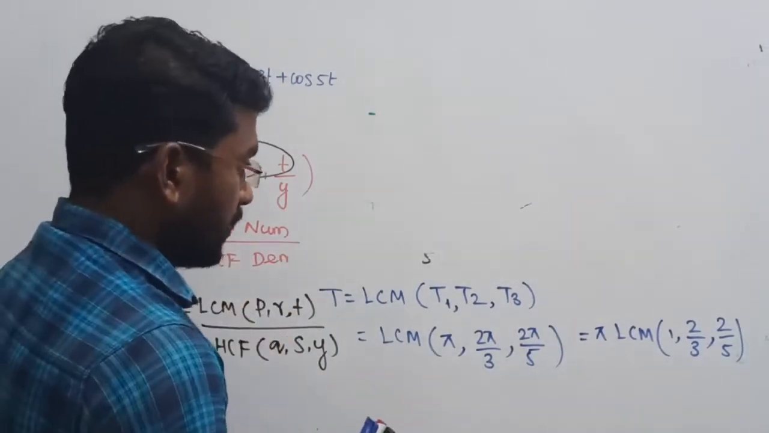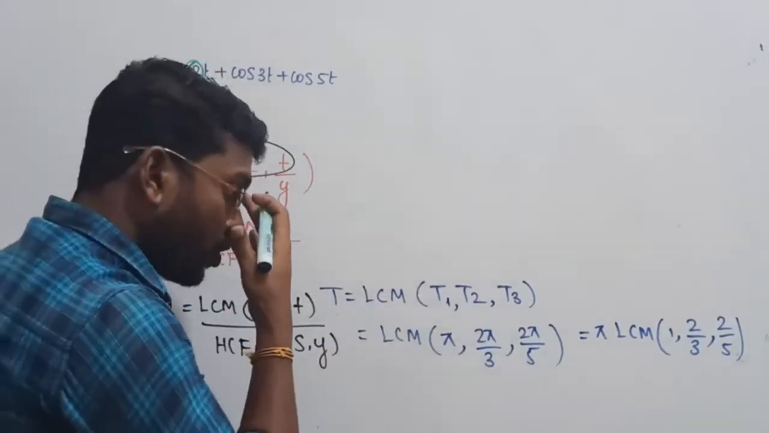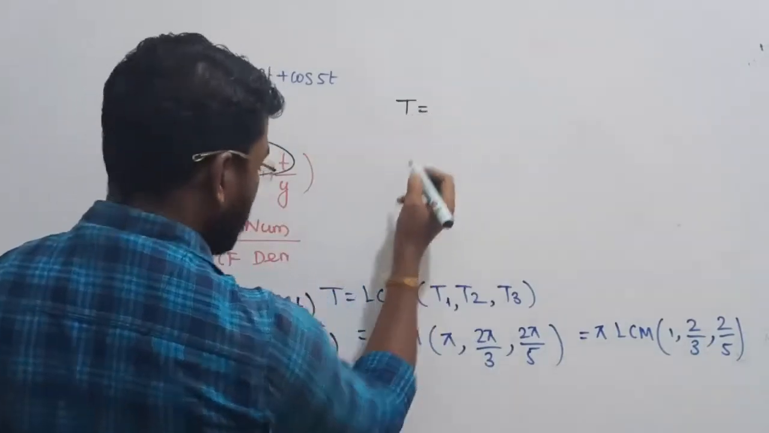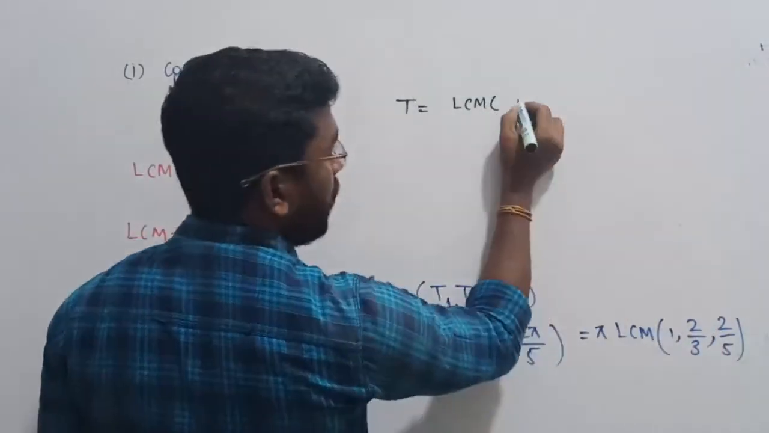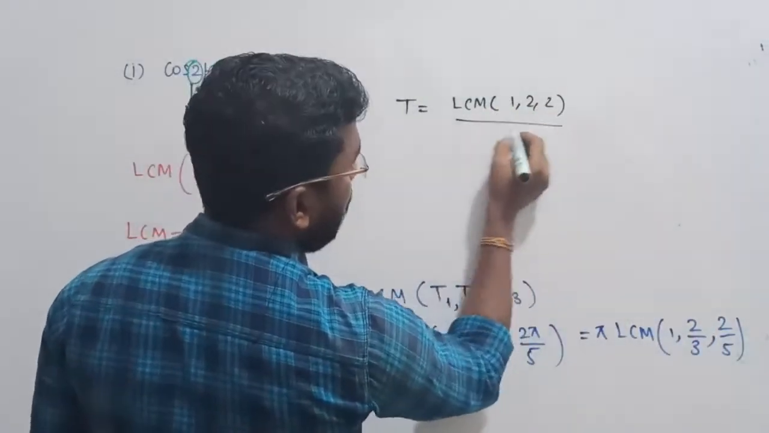Yeah. Let us find the answer for this one. Let us see how to find the answer for our question. So the time period T, in the same way, can be written as the LCM of the numerators 1, 2, 2 over the HCF of the denominators.